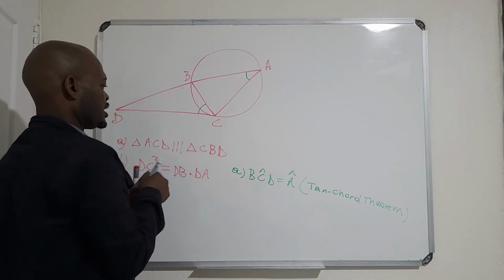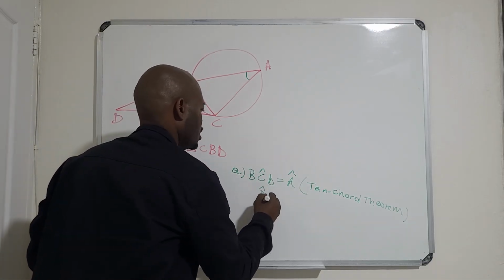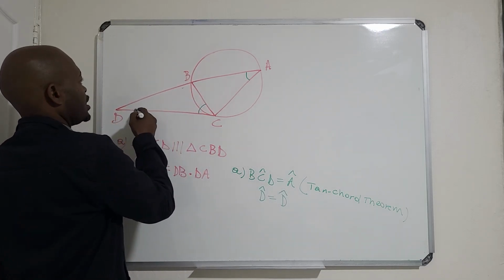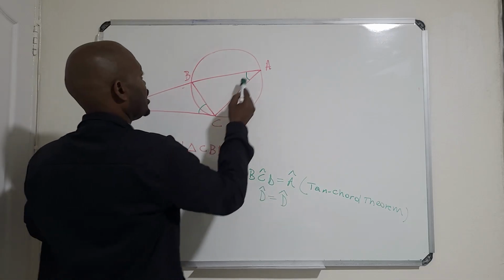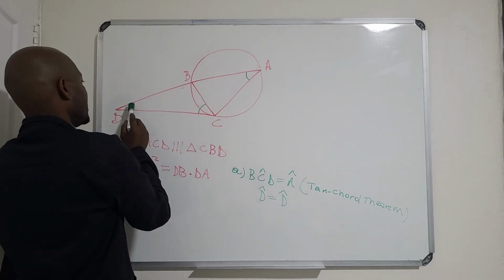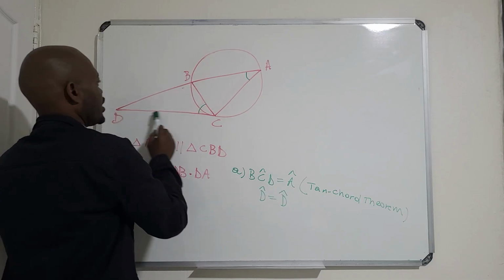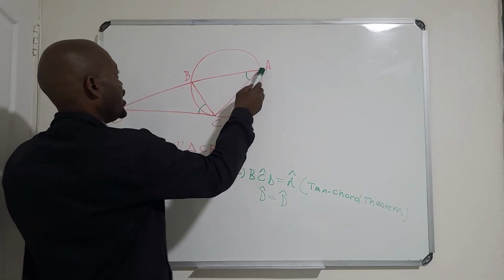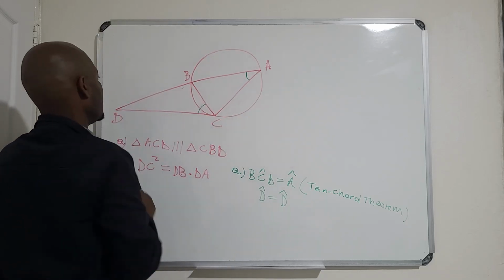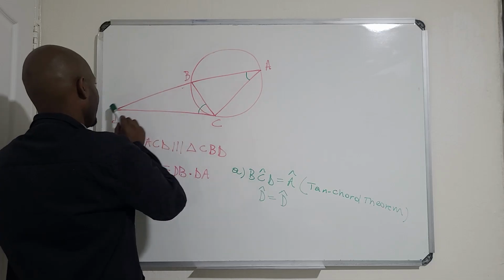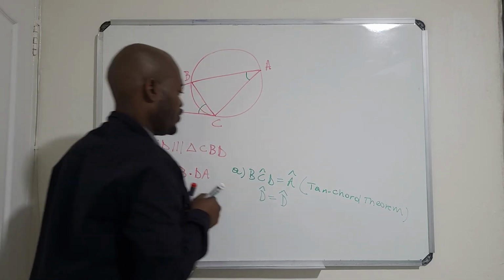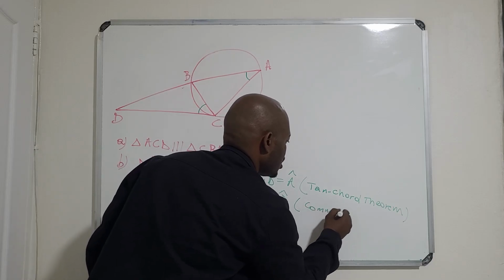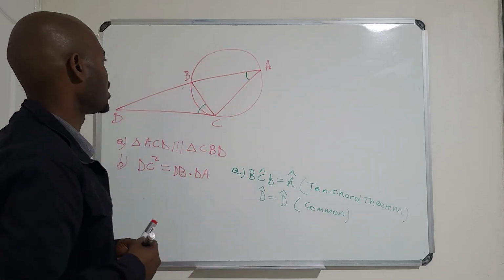Now, angle D is equal to angle D, because angle D, this angle, is an angle for this triangle. D is also an angle for this triangle. Therefore, D in this triangle is equal to D in this triangle. Therefore, the reason here is that angle D is common.